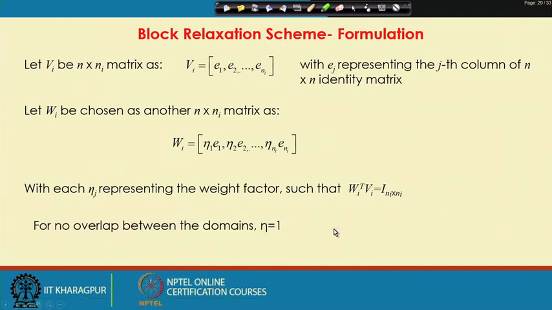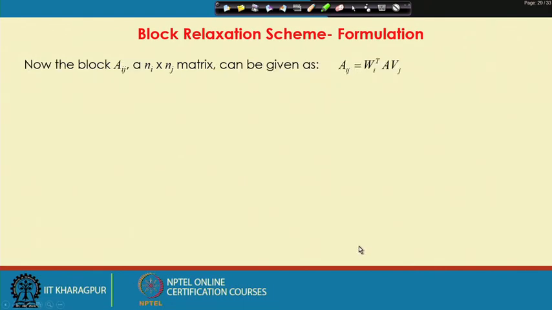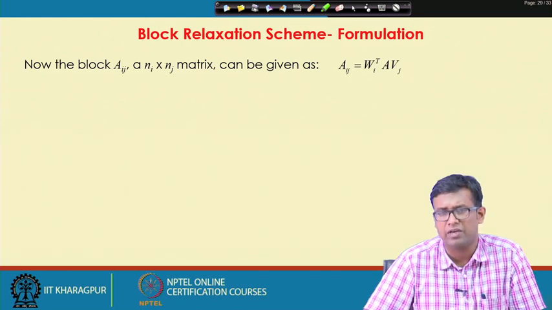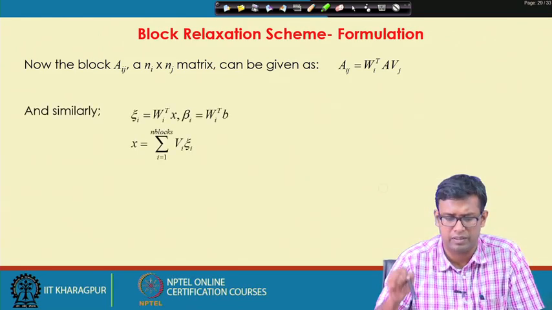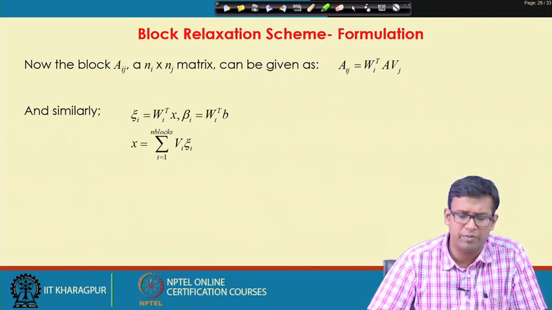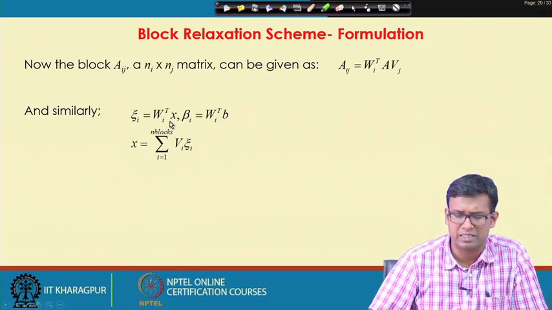For no overlap between the domains, eta is equal to 1. So, V and W are basically the same in these cases. Now, the block A_ij, which is an n_i by n_j matrix, can be given as A_ij is W_i transpose A V_j, and similarly x_i will be given as W_i transpose x.